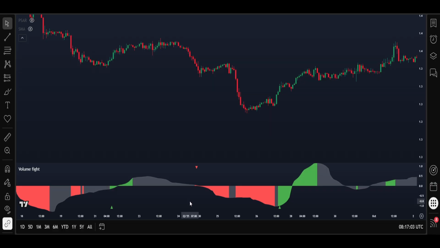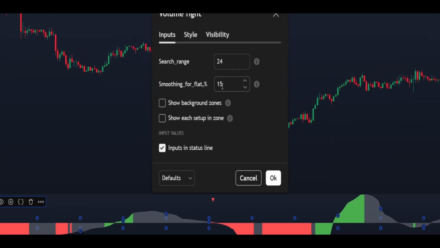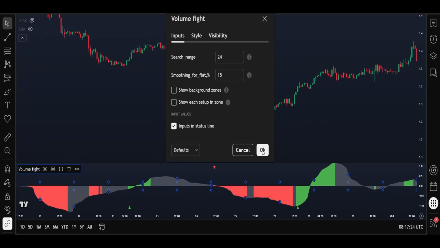Inputs to know. Smoothing for flat zones reduces noise. Lower values produce more flips, so leave at default unless you have data to tweak. Search range sets how many historical candles are scanned to assess dominance. Use a higher search range on lower timeframes and a moderate value on higher timeframes. Keep defaults for a clean start.